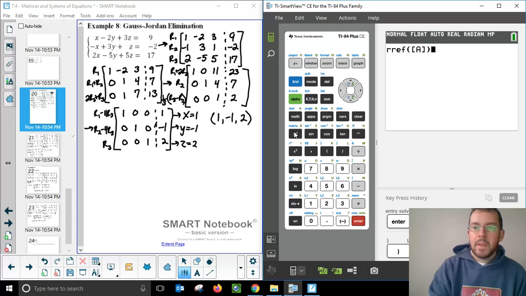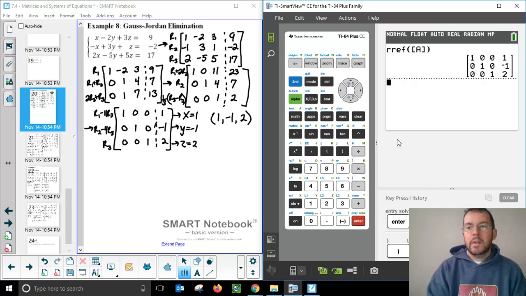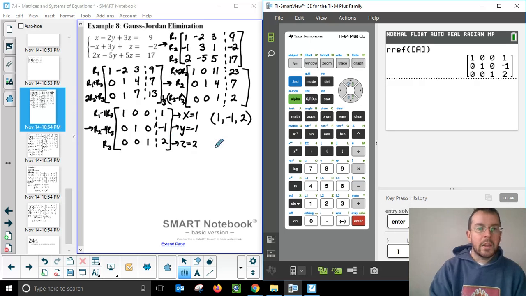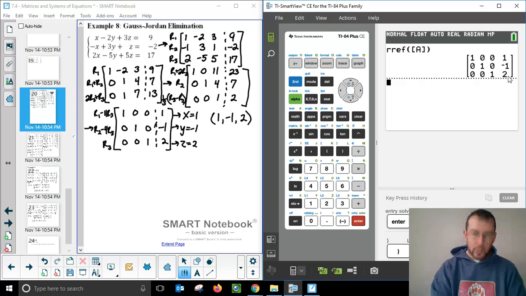All right, and when we do that, okay, what do you know? It's the exact same as what we got when we went through and did it by hand. Right? So this tells us that x is 1, y is -1, z is 2. All right? So your calculator can do that very, very efficiently. All right.